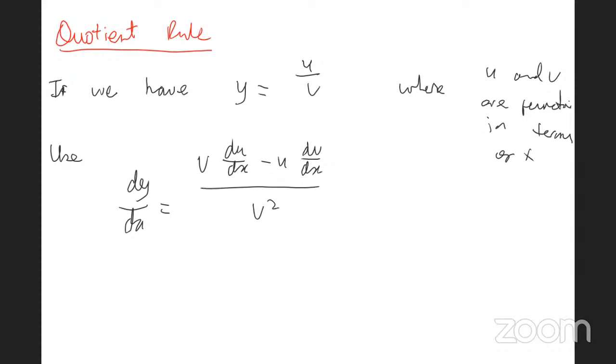Right? Which one? No, that's x. So that's dy dx. So I'll try and write a little neater, right? Okay, so it's v du dx minus u dv dx all over v squared. Yeah, they are functions in terms of x.